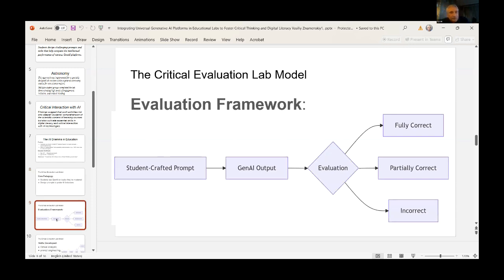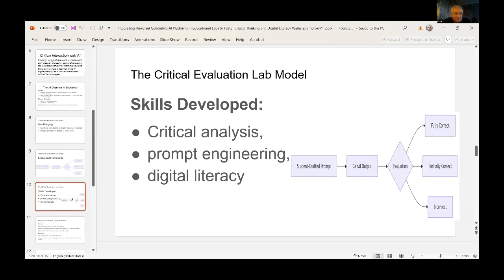So how does the evaluation framework of the student work? The students produce prompts, take the output of the artificial intelligence system, and make an evaluation. Is it a fully correct answer, partially correct, or not correct? First, students have to do critical analysis to do the evaluation. Then they have to think about prompts to really build this gradation, which is not all correct or all not correct. And of course, working with this, they gain digital literacy because they know how to work with many different new artificial intelligence systems.